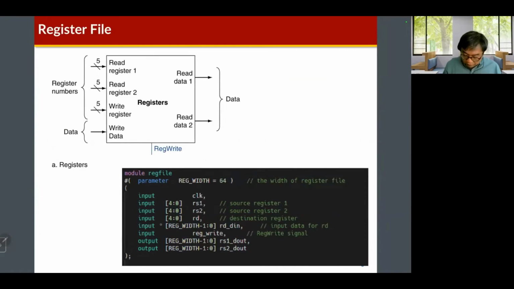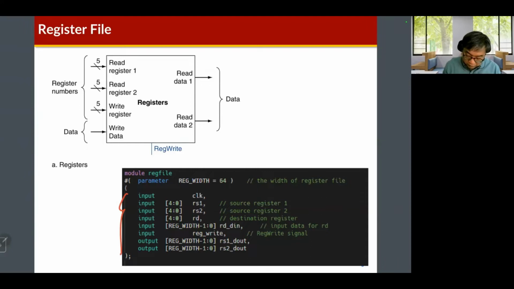So you can also find the port listing of the register file. The module name of the register file is reg file. We also provide the test bench for this register file for Questa and Verilator. Okay, so you can find the test bench files.